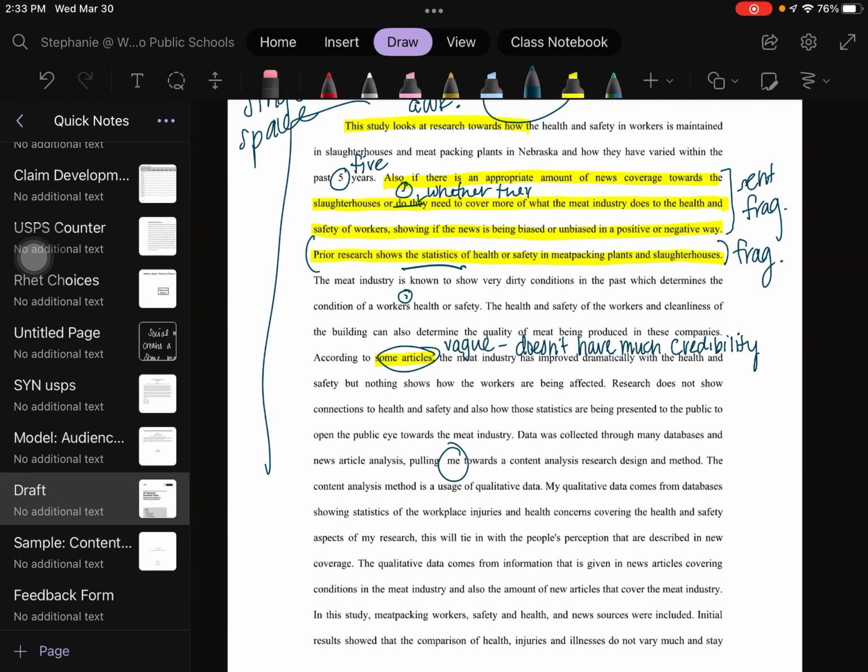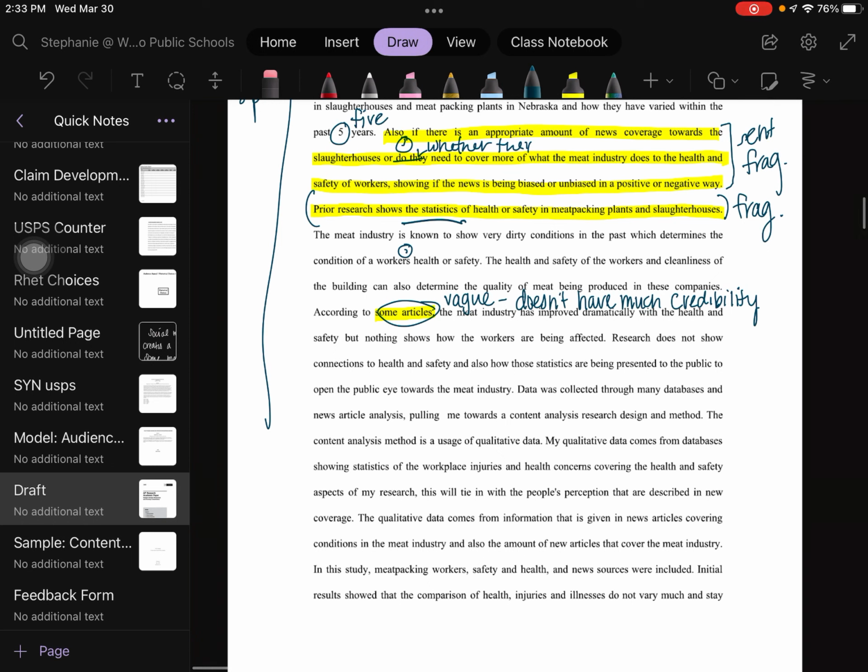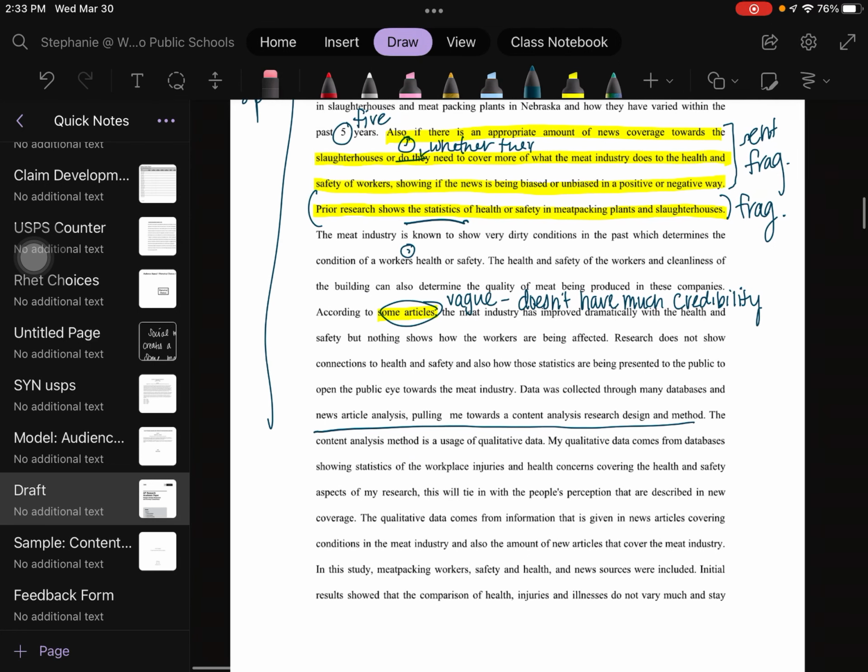So for the draft, I'm not going to make a note of that because that seems to be appropriate in this case. An alternative that I do see people use instead of "I" and "me" is they might say pulling the researcher towards a content analysis, research design, and method. But what this part right here is, like I said previously, the abstract was talking, I'll even write a note.